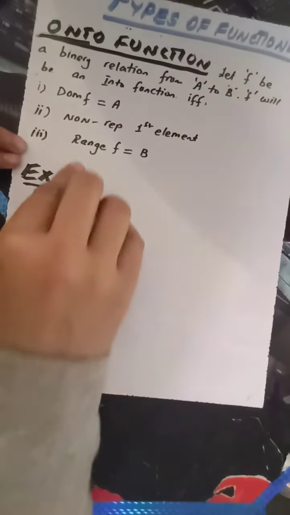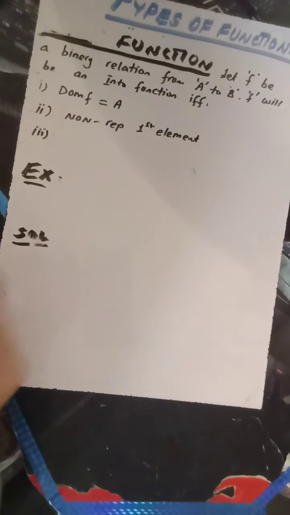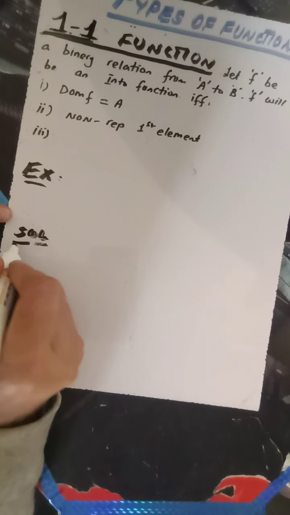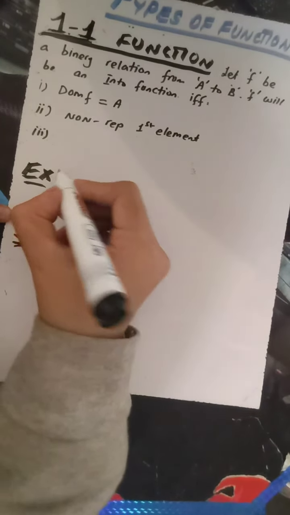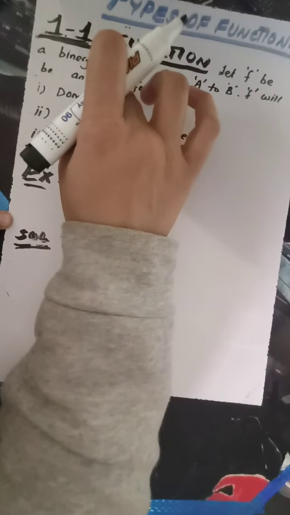For 1-1 we will need a third condition, and we will need to change its name. 1-1 function. Okay, now let f be a binary relation from A to B. F will be an... I'm sorry, I didn't change this. F will be a 1-1 function.